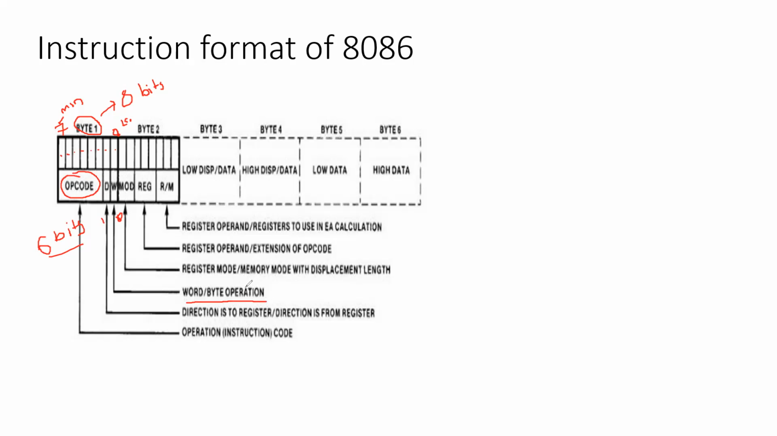What do you mean by word or byte operation? Okay, word represents 16 bits. And byte, as I told you, represents 8 bits. That means this particular bit is indicating whether the operation is on a word or a byte. Here we'll have the operands now. So the instruction format will have both opcode and operand.